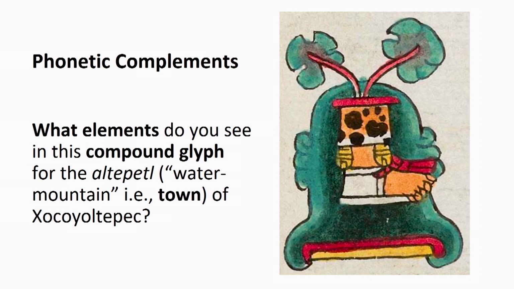So here's a compound place name for a town named Xocoyoltepec. Now, it has various items that could have a phonetic dimension or at least represent a word, logogram or phonogram. So I just would like you to take a minute and look at that and see what would you pick out, even if you don't know the words in Nahuatl. Anybody have something they'd like to volunteer to identify in this image?